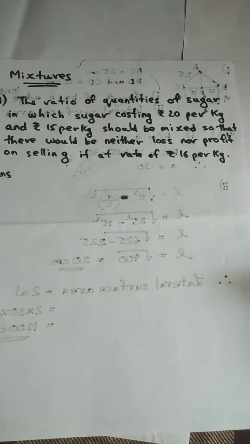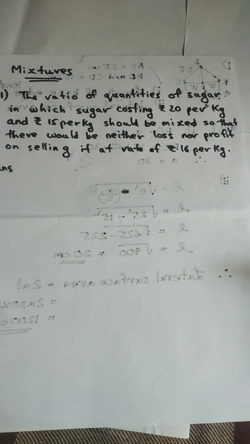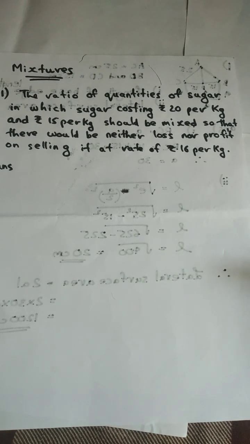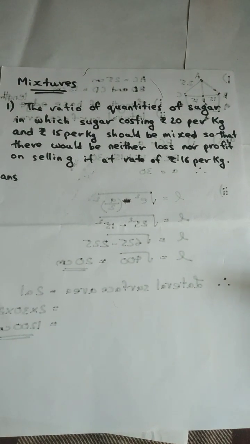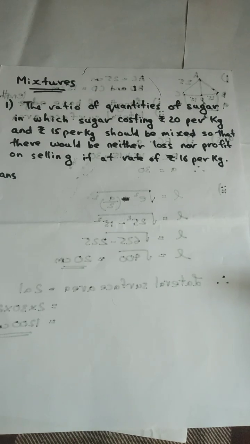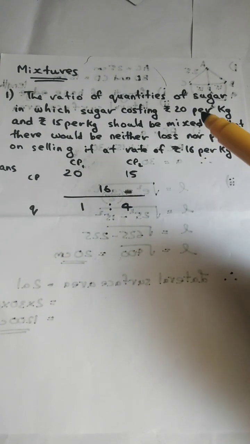The ratio of quantities of sugar in which sugar costing 20 rupees per kg and 15 per kg should be mixed, so that there would be neither loss nor profit on selling it at the rate of 16 per kg. So we can move on to the answer. The answer is very short.